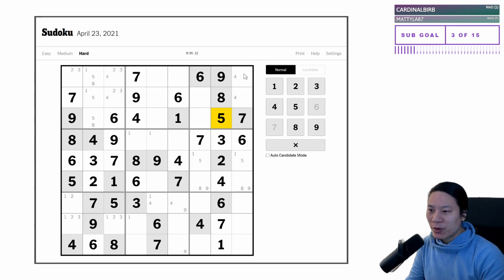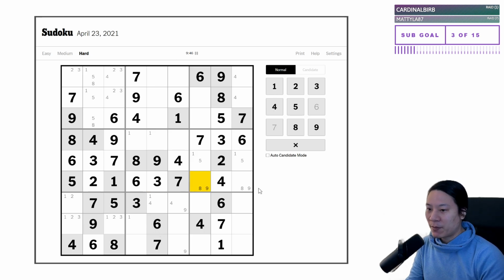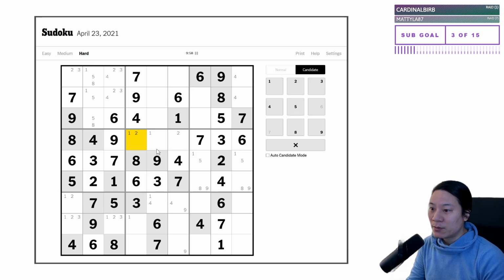So these are 1, 2, 3, and 4, aren't they? Can't do them yet. This must be solvable. That's a 3, because I've got a pair of 8 and 9s there, and only 3 is remaining on that row. And this is a triple of 1, 2, and 5.